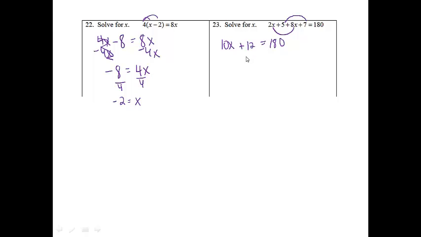Now it becomes an equation that hopefully we are very familiar with solving. I'm going to subtract 12 from both sides. So I'll get 10x = 168. And then to get x by itself, just like we did on 22, we'll divide both sides by 10, and I'll get x = 16.8.